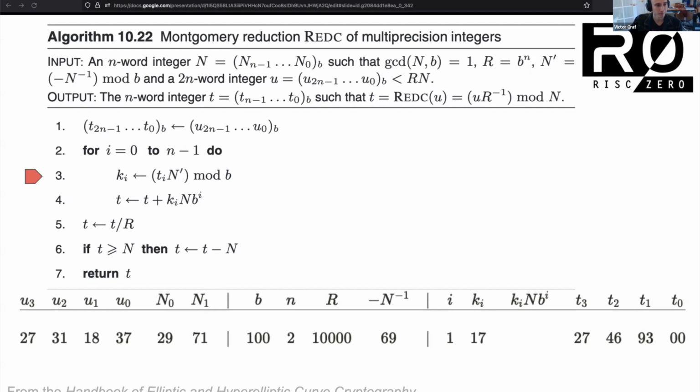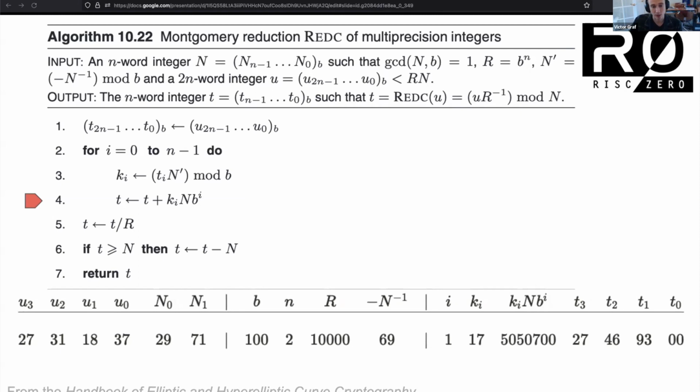I equals one. So we're going to take the T1, multiply it by our N prime value, take the last two digits. So that in this case is 93 times 69. And the last two digits of that number are 17. Multiply that by the modulus. So we have this special zero value that we then add to T, and it sets the second word to zero. And so now we have this number 3252, which has the right two digits being zero, and we divide by R.